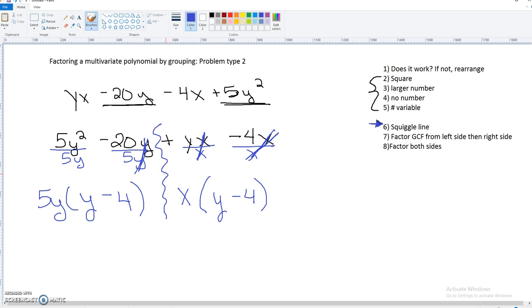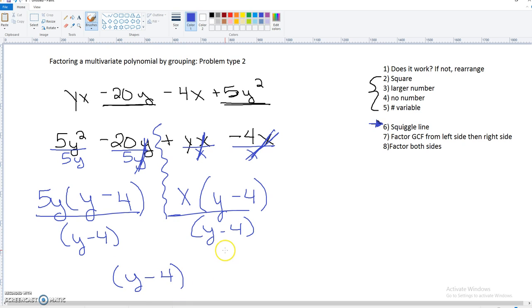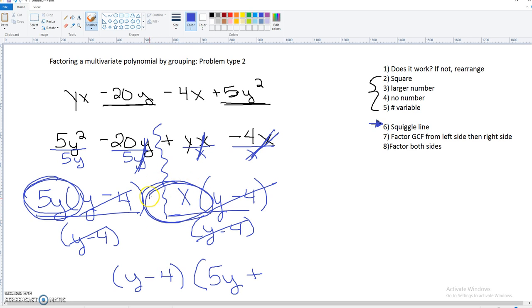And our last step, we have to factor from both sides, which is our parentheses, assuming we've done everything correctly. So we've got y minus 4. That's what we're factoring out, because remember, we have to set that aside. We have to put it in the savings account first. And now we put the leftovers. Our leftovers is 5y plus x. And this whole thing is your answer.